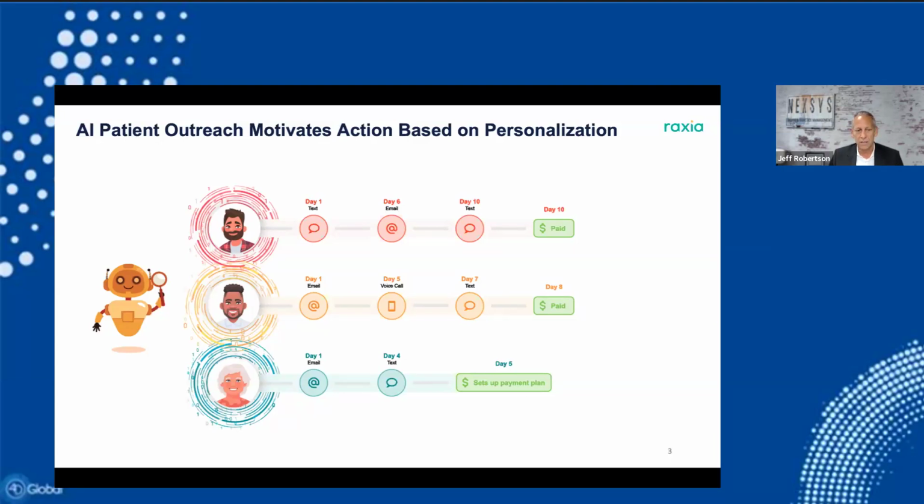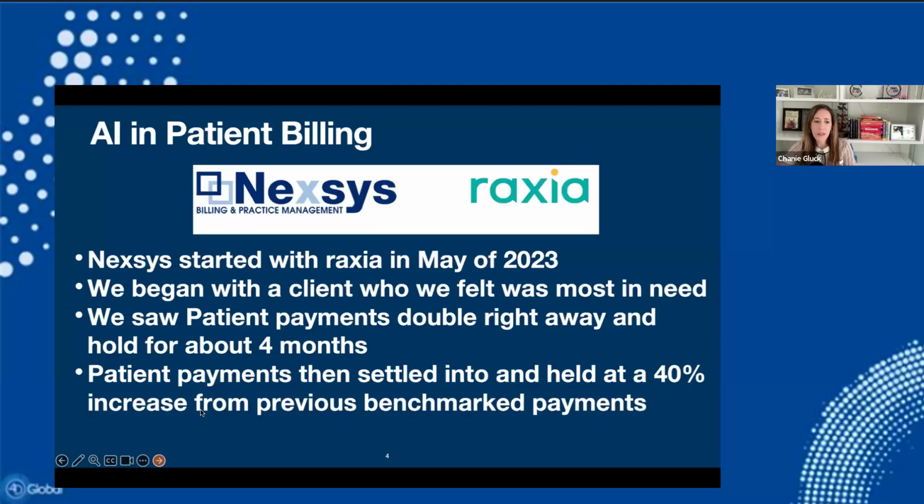But we saw results immediately where my client doubled their revenue for the month in terms of patient payments. They doubled it, and that's amazing. That sustained itself for like 4 months. So there you go. That's a slide. So it sustained that for 4 months, a doubling of their patient revenues. And then it leveled off back to a normal range, but settled in about 40% above their normal benchmarks. And we had benchmarked their patient revenues for the prior 3 years. So I mean, it was a dramatic difference.